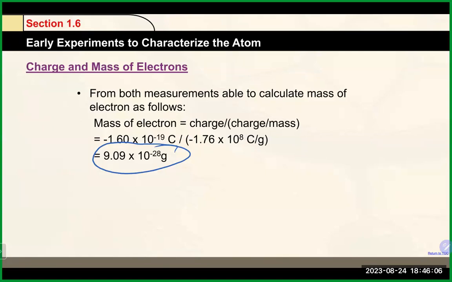That is a small number, yes. That is 28 places to the left and add a bunch of zeros. So it's a super small number. So those are the two experiments so far that you need to know.